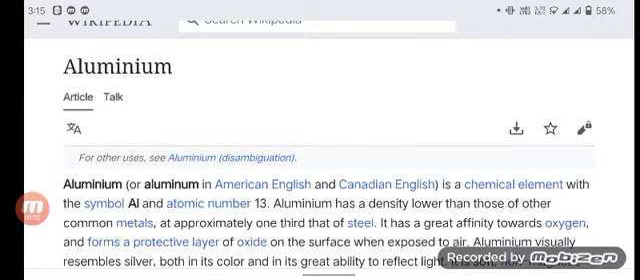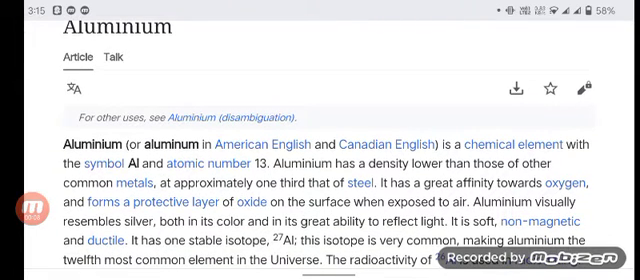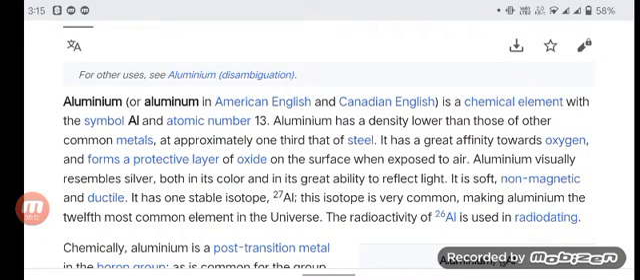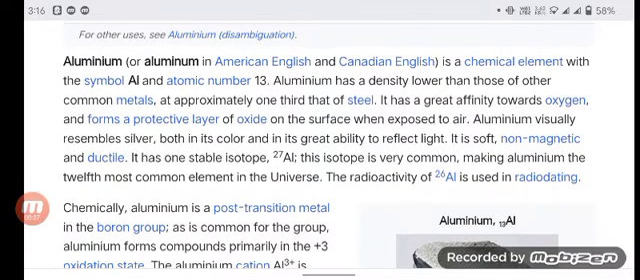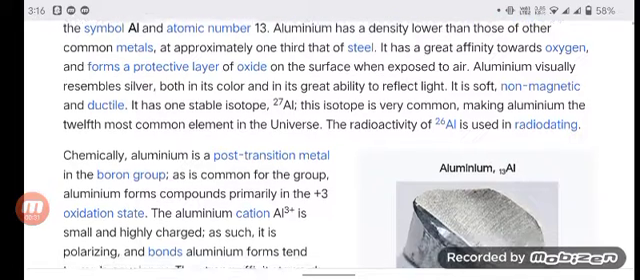Aluminium, or aluminum in American English and Canadian English, is a chemical element with the symbol Al and atomic number 13. Aluminium has a density lower than those of other common metals, at approximately one-third that of steel. It has great affinity towards oxygen and forms a protective layer of oxide on the surface when exposed to air. Aluminium visually resembles silver, both in its color and its great ability to reflect light. It is soft, non-magnetic, and ductile.